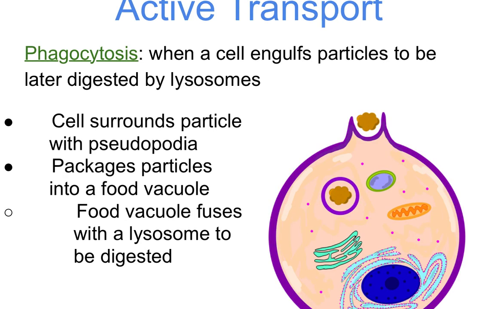So phagocytosis is when that cell is going to engulf a particle, and that will be later digested by lysosomes. So the cell surrounds that particle. It has this pseudopodia, like these guys right here, it's almost like little pseudopods. They will extend out. That's part of the cell membrane. It's extending out, and it will engulf these larger particles, food vacuoles, and bring them into the internal membrane, where lysosomes will eventually find them and digest the internal contents.